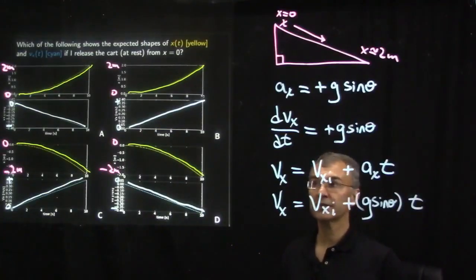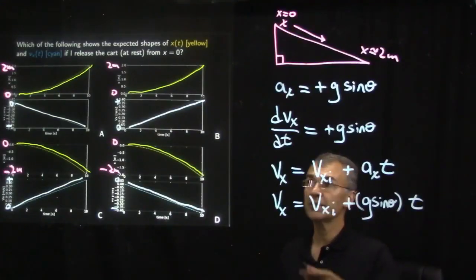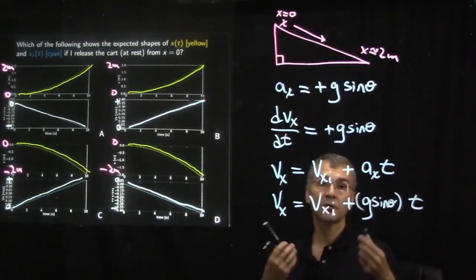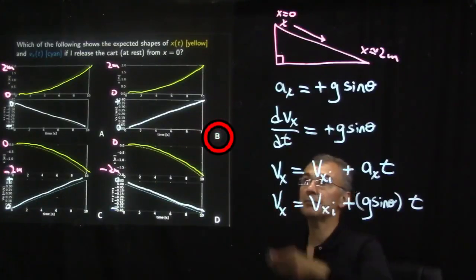So I think we expect that the velocity starts at 0 because we just let the cart go with 0 speed. And I think we should see that the velocity gets bigger and bigger, more and more positive, because more and more downhill speed means more and more positive velocity with our coordinate system having the x-axis point downhill. So I think I like B.